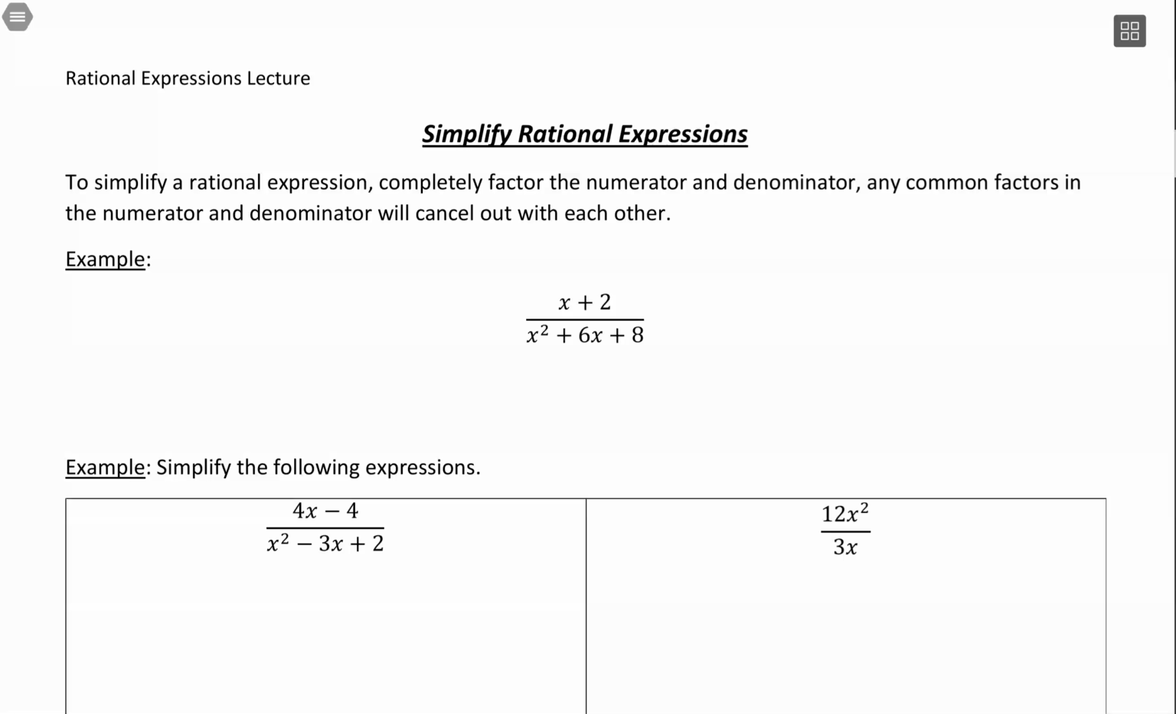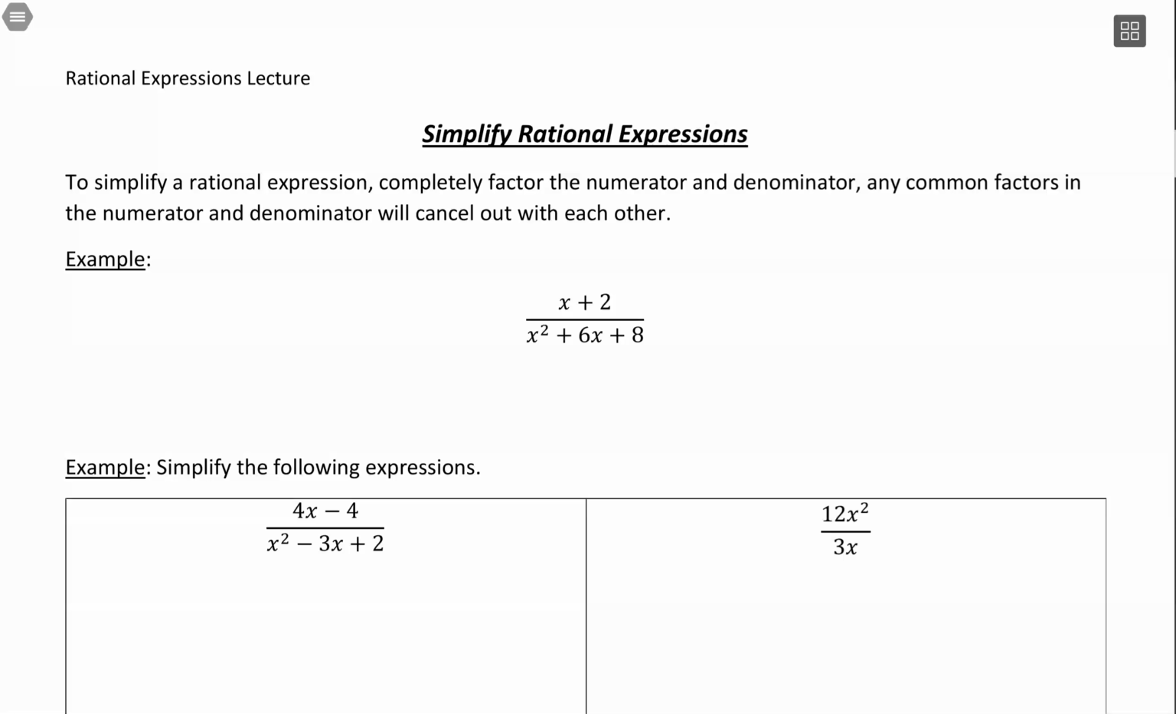So in simplifying rational expressions, rational meaning it kind of looks like a fraction, so we have a numerator and denominator. To simplify, what we do is look for common factors that we can cancel out. Since if we have a common factor in the numerator and denominator, the same thing divided by itself turns into a 1. So we get these cancellations occurring.